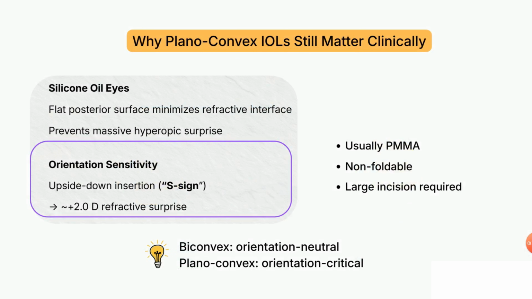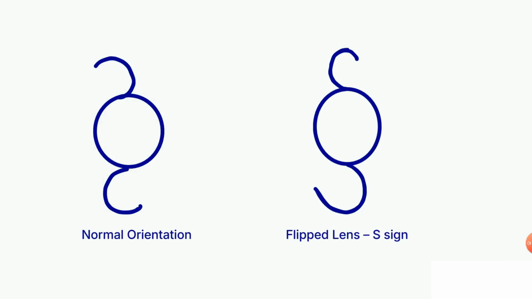Also, when we're talking about the advanced lenses, other than the biconvex lenses, orientation is critical. If a plano-convex IOL is inserted upside down, the refractive plane shifts dramatically, often causing about a +2 diopter error. Okay, and this is picked up by the S sign. So what is an S sign?